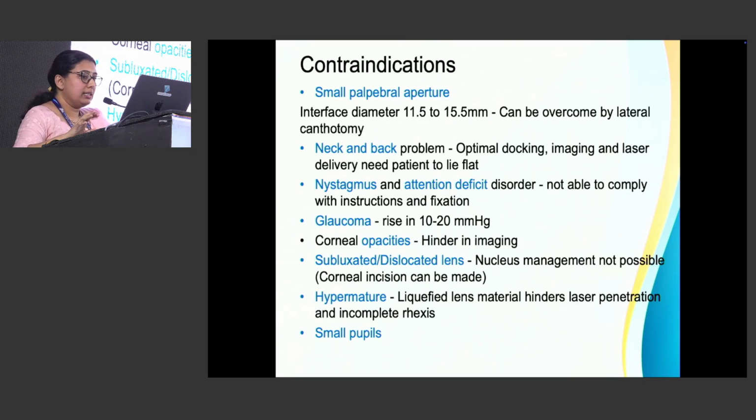Very subluxated and dislocated lens, where the nucleus management may not be possible, but the corneal incision part alone can be done. Hypermature cataract, where the liquefied lens material hinders the laser penetration. Very small pupils also cannot be done.